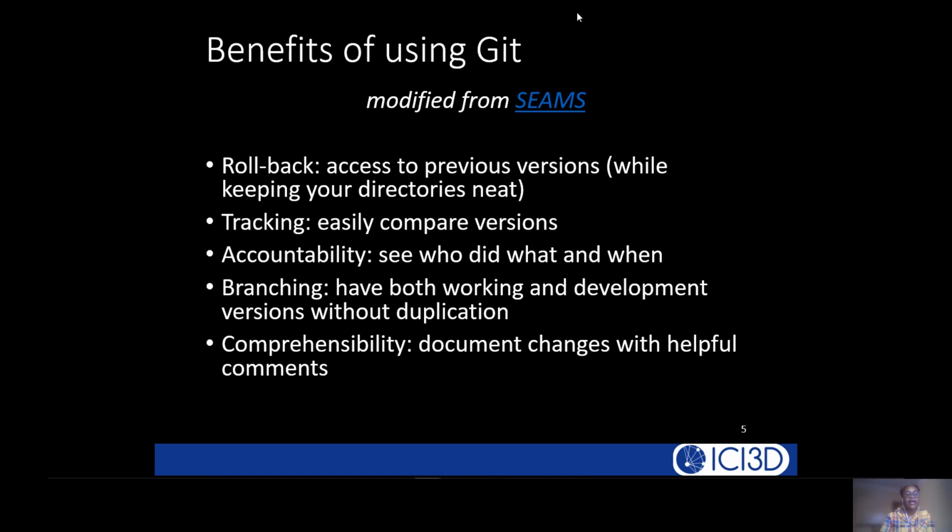Git allows you to roll back. That means it gives you access to previous versions, but it keeps your directory neat. For example, if you've lived way back then, you know that whenever we were saving Word documents, you would have Word document 1, Word document 2, and so on. With Git, you have that, but it's kept in the same file. Therefore, it's a bit neat. You don't have to have different files keeping track of the same thing. And in that sense, it's easy for you to compare versions because it's one document and it's showing you the changes that you've made. You don't have to open 5 documents at a time to try and figure out what you've changed, you just open that one file. And in that case, you are able to compare versions.